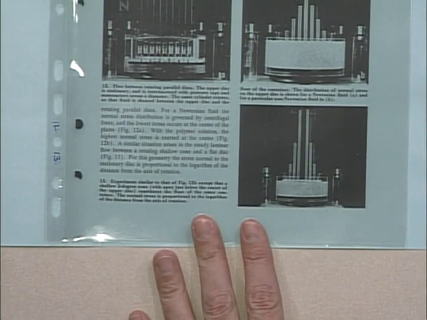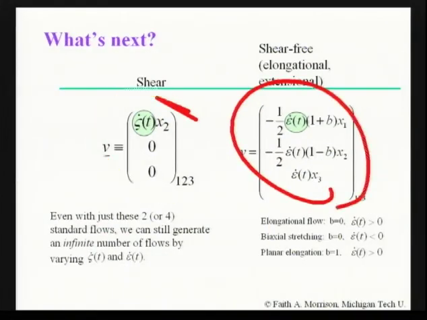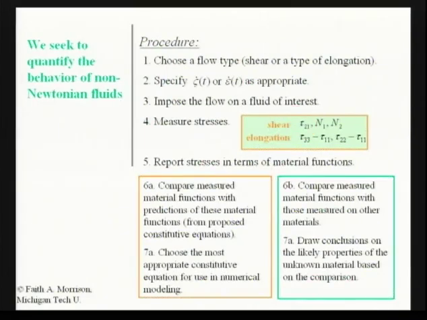So these are the phenomena that we're trying to quantify, and this is how we'll do it. We'll choose one of these two flows. We're going to choose exactly how to run the boundaries by choosing sigma dot and epsilon dot. We're going to measure these stress quantities, and then we're off and running.